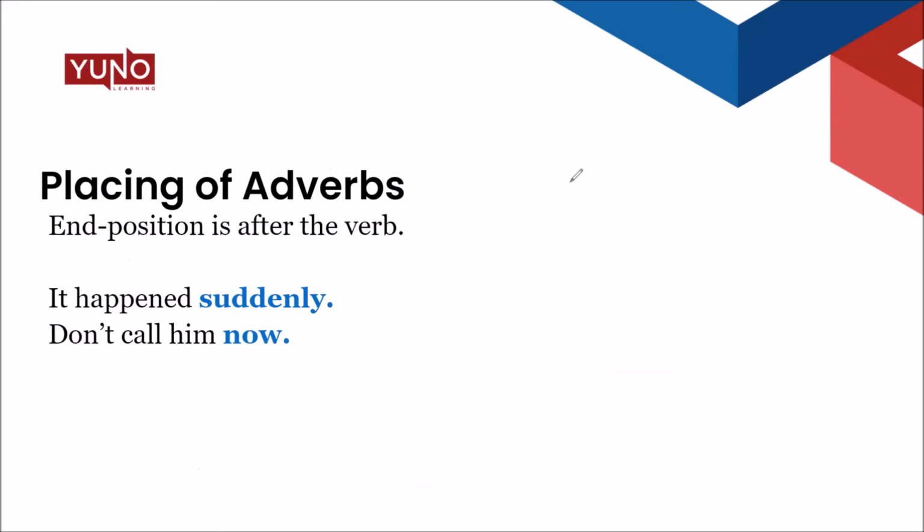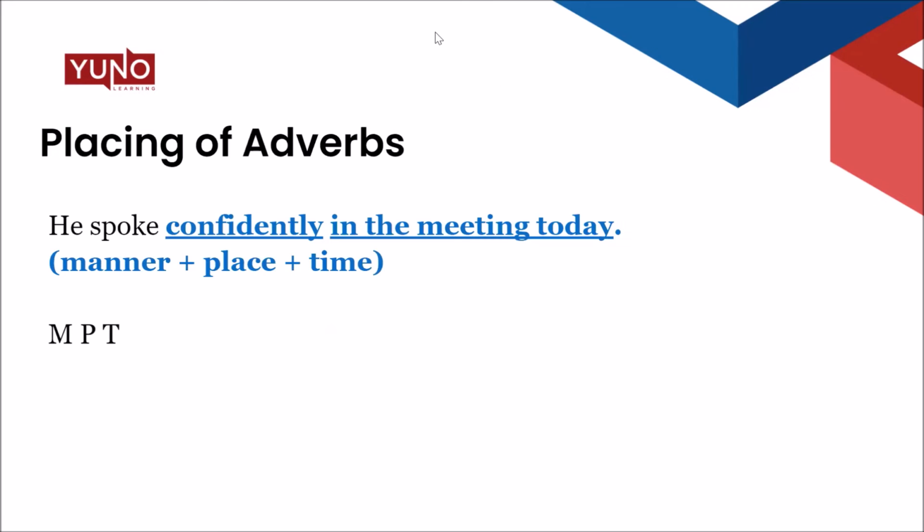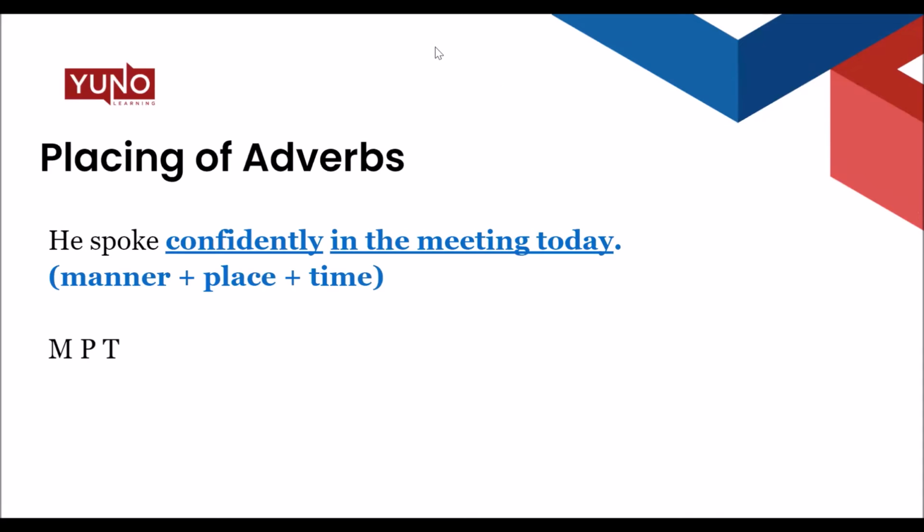So the end position is after the verb. So it happened suddenly. Don't call him now. So this kind of adverbs, the time adverbs, have an end position. Now, when you have different adverbs together, you've got the manner adverb also, the place adverb also, and the time adverb too. And what should be the order of these adverbs? Remember this MPT, manner, place, time.